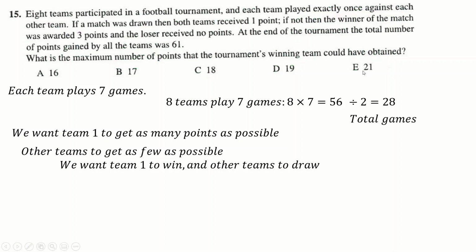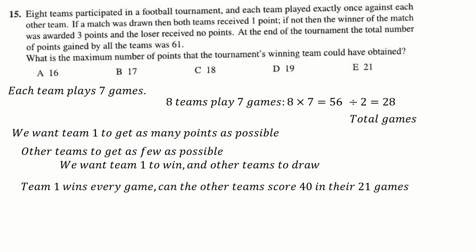Okay, now the first thing that I can just do here is I can say, is this answer even possible here? And I'll work my way backwards using the answers. So 21 points for the winning team. Each team plays 7 games. Of course, 3 times 7 is 21. So this would only work if the winning team wins every game. Now, that would leave 40 points left over for the other 7 teams to win in their 21 games left over, because the winning team played 7, so there's 21 games left over.